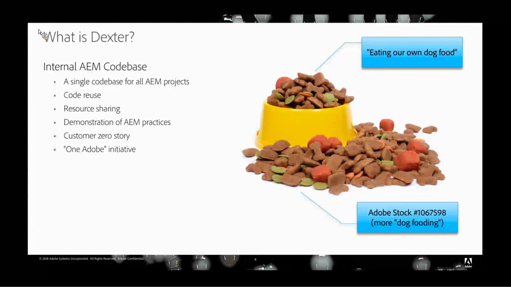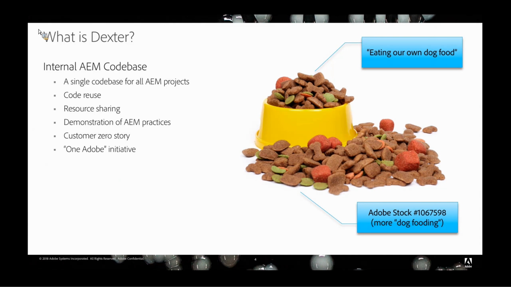So what is Dexter? It's our internal AEM code base, one code base that should replace a dozen or so sites that are all on different, sometimes close code bases, sometimes completely different. It's about code reuse, building once, reusing for the entire organization. It's about sharing resources so that one engineer could jump over to another team and help out immediately.